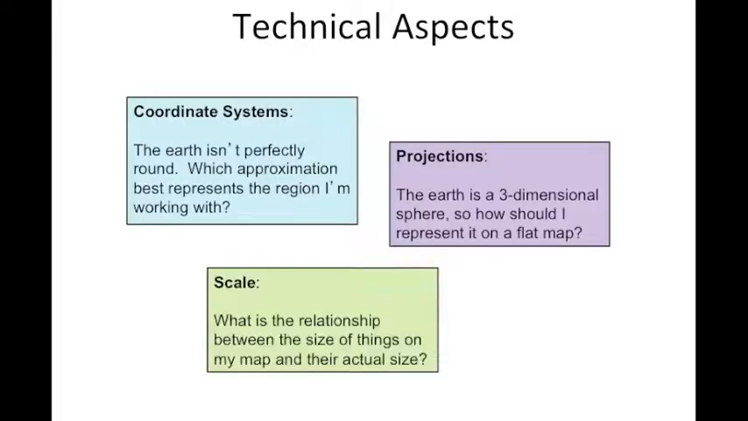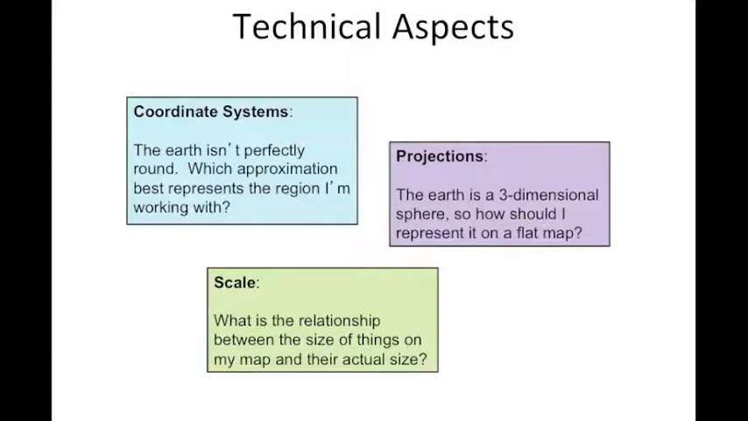So some technical things that you'll have to think about when you start working with GIS software. These are just some words that you're going to hear, and it's good to understand what they mean. I'll just go ahead and put those up there. But coordinate systems, projections, and scale. Coordinate systems basically deal with the fact that the Earth isn't actually perfectly round. It's kind of lumpy. And so there are different approximations of the Earth's surface depending on which section of the world you're actually going to be working with that'll most closely match up.